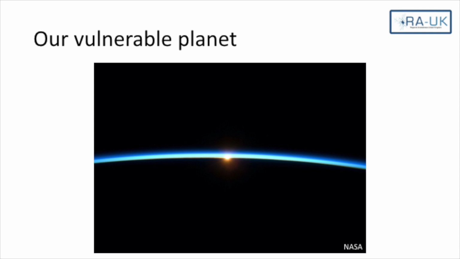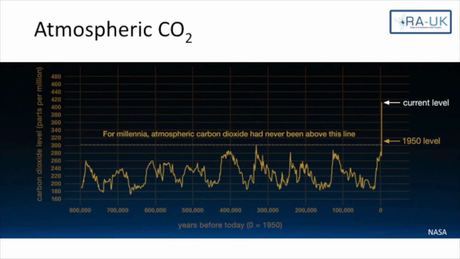We live on a vulnerable planet of finite resource. This image of the Earth from the Apollo missions shows just how small our atmosphere is, with 80% of the gas in the first 10 kilometers. It is something which we're proving is extremely easy to pollute. We've known now since the late 1800s, thanks to a Swedish scientist called Arrhenius, that carbon dioxide can cause a greenhouse effect leading to global warming.